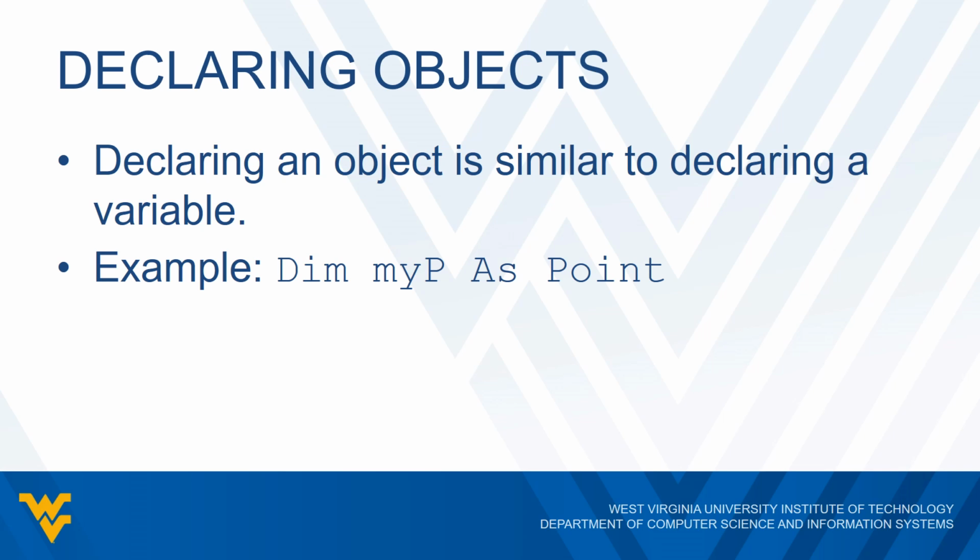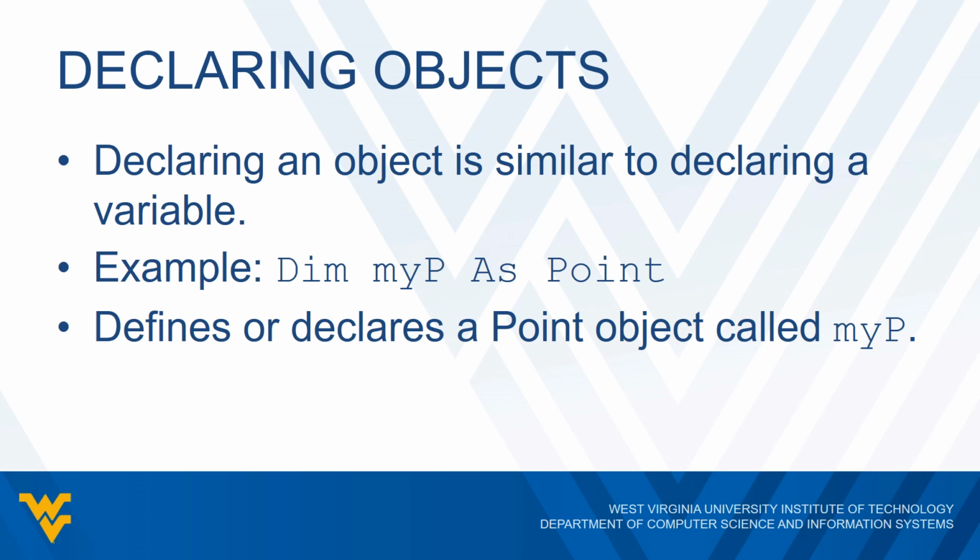Just to give an example here, we can say Dim myP As Point. And here what we're doing is we're defining or declaring a point object, which is called myP. So myP is the name of the object, and this is going to be an object of the Point structure.